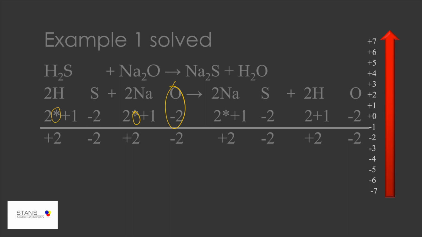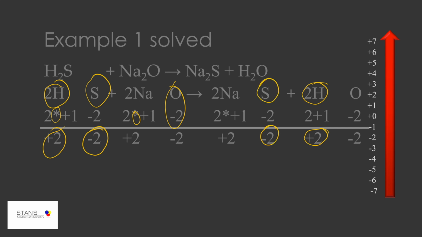These are the total oxidation numbers based on the number of elements that you have. The total oxidation number for 2 hydrogens is +2. On the product side, again, you have 2 hydrogens, and that is also +2. Therefore, there is no change in oxidation number for hydrogen. Sulfur. The oxidation number of sulfur on the left is -2. The oxidation number of sulfur on the product side is -2. No change in oxidation number.